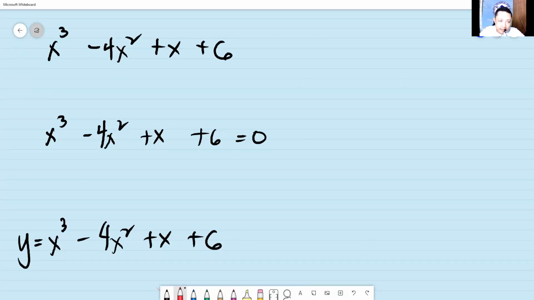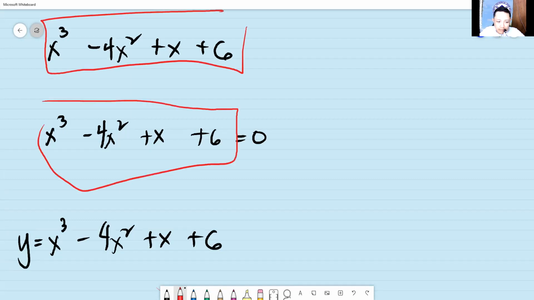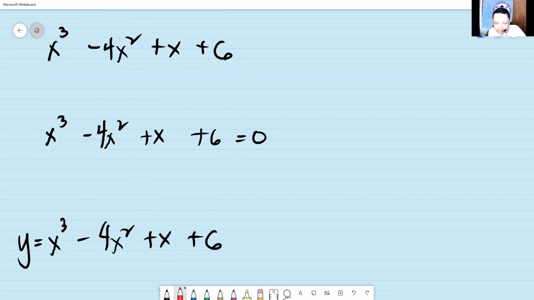These are exactly the same form as this. Yan, pare-pareho lang yan. Parehong polynomial lang yan. Look, they are just the same polynomials. Exactly the same. I just want you to focus on this. This one has equal to 0. This doesn't have. And this has y equals. Difference between or among the three. Similarities, of course, they are all polynomials.